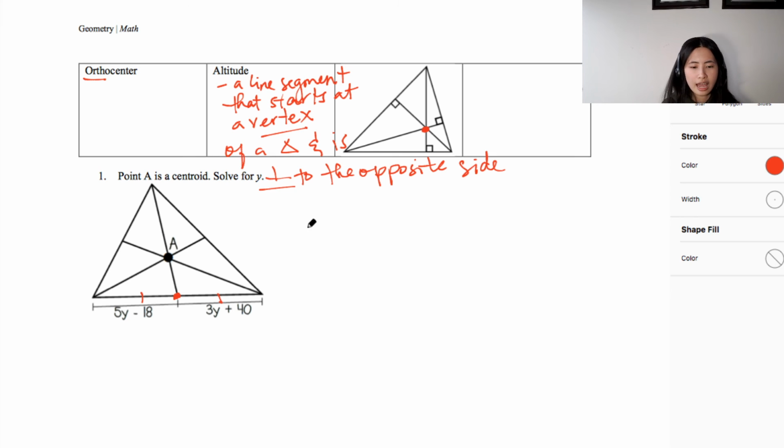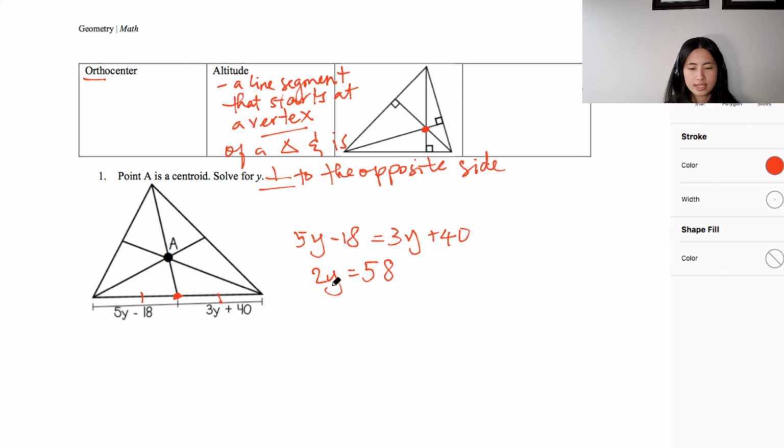So you can actually say that 5y minus 18 is equal to 3y plus 40. And then you're going to have 5y minus 3y, which is equal to 2y, and then 18 plus 40, that's equal to 58. Can you guys see this? And the reason why I can say that is because if you have a midpoint, that creates two equal line segments, here and here, and here and here.